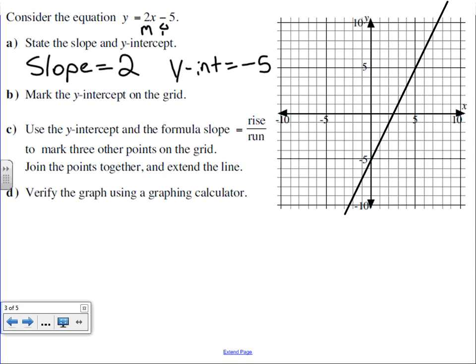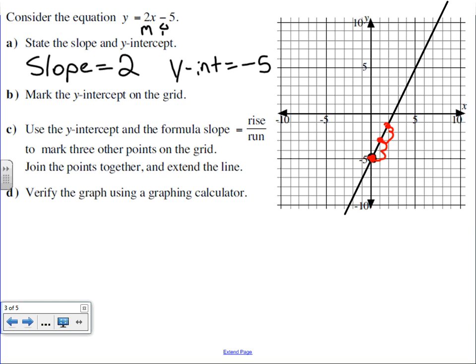Mark the y-intercept on the grid. Oh, that's easy. Right there. Use the y-intercept and the slope formula, rise divided by run, to mark 3 other points on the grid. They have to be exact points. If we start at the y-intercept and we know the slope is 2, go over 1, up 2, there's another point. Over 1, up 2, another point. Over 1, up 2, another point.